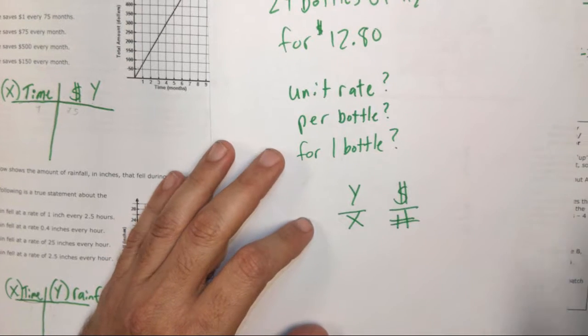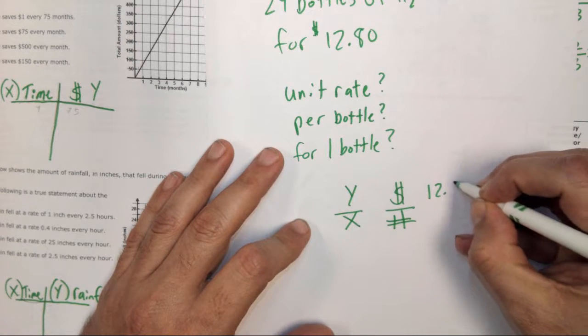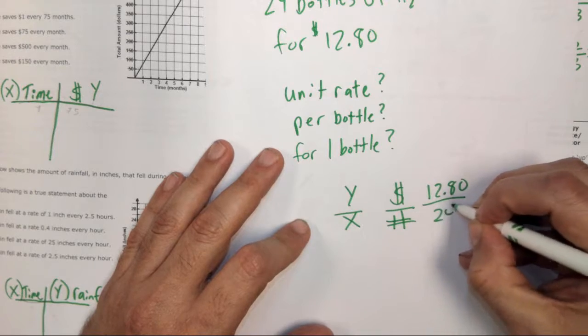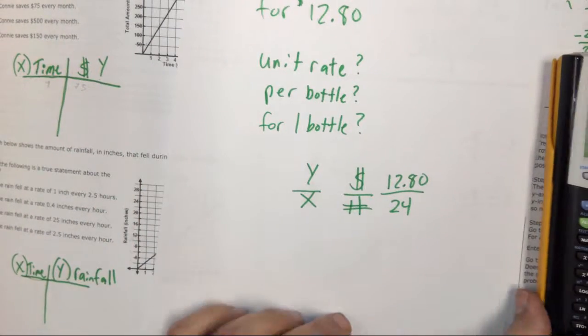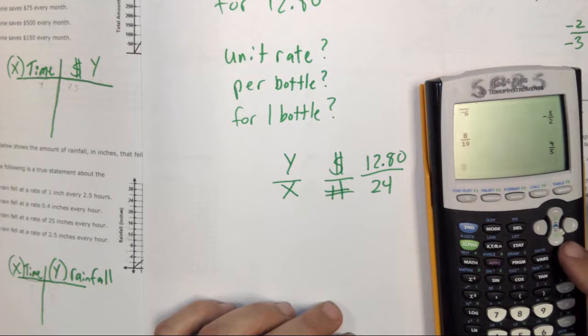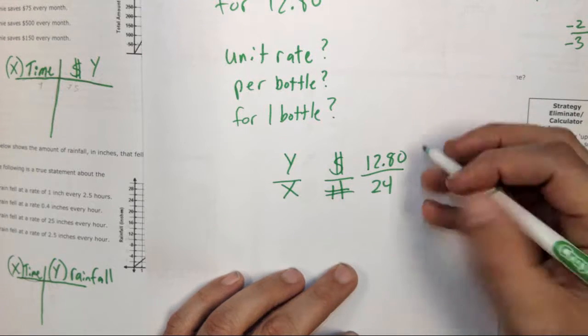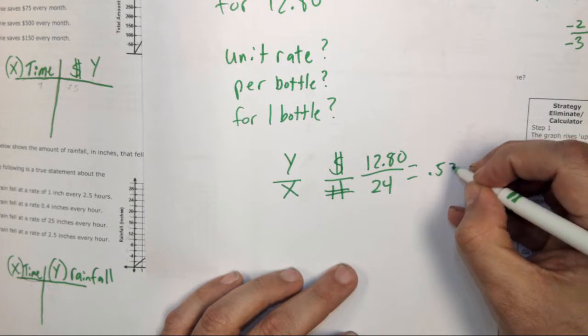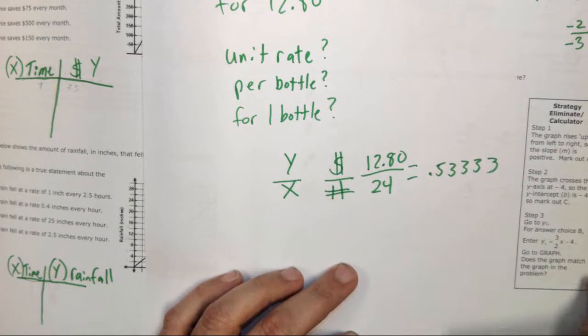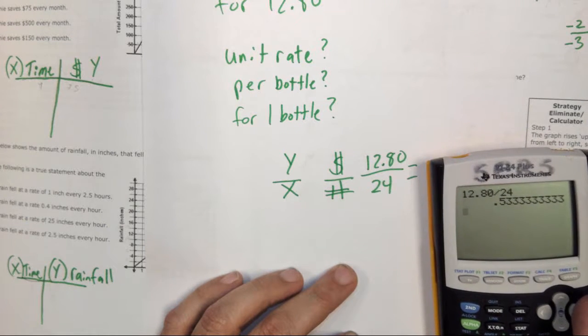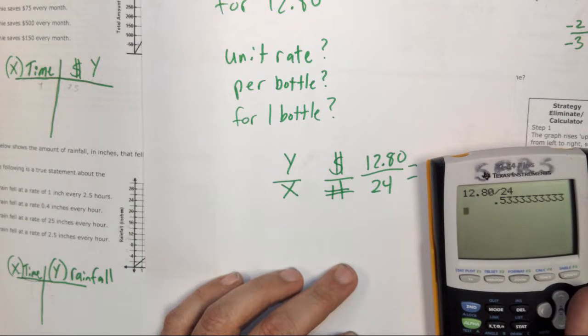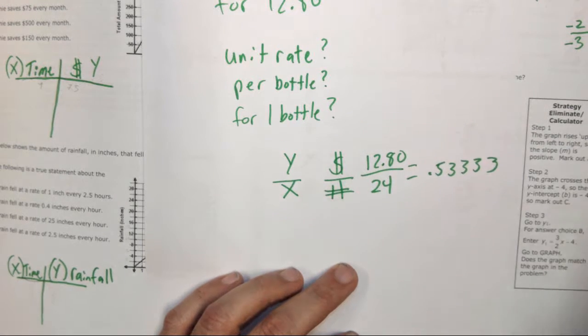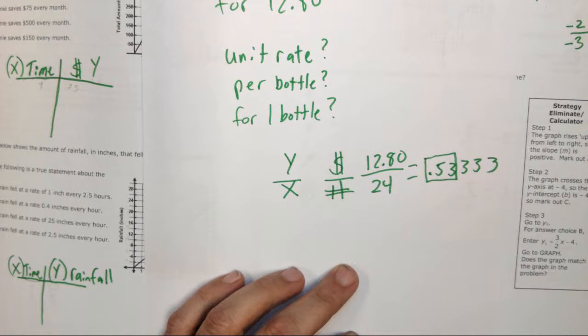So let's see. $12.80 for 24 bottles. $12.80 divided by 24 bottles is 0.5333. That's the answer you get. But like I told you earlier, we're only concerned with the first two numbers after the decimal. So I'm claiming that it's 53 cents per bottle.